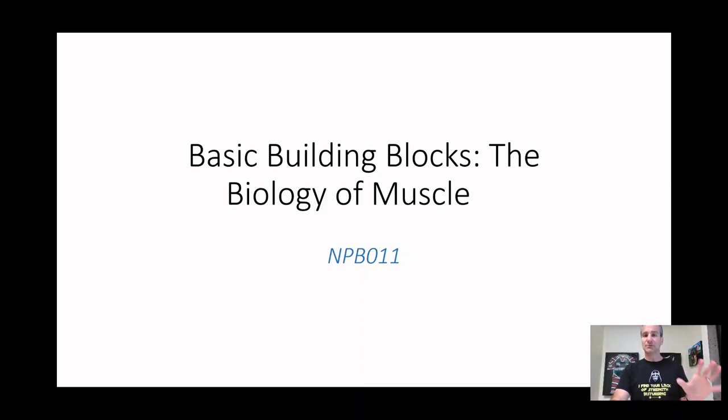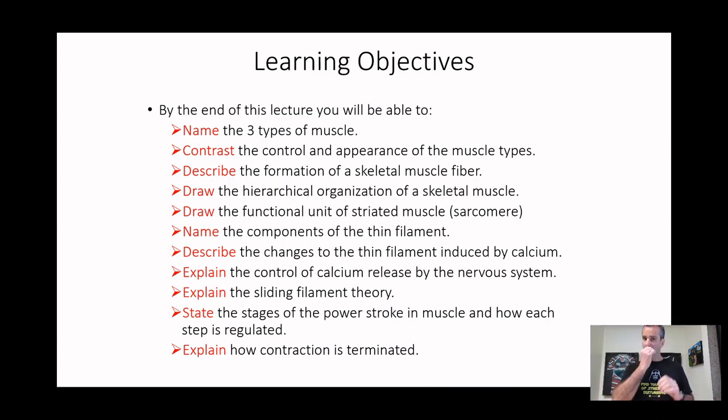Feel free to ask questions. We're going to go through this. So in this first series of videos, my objective is that by the end of these videos, you should be able to name the 3 types of muscle that we have in our body. You should be able to contrast how we control them, how these tissues look, and what's different about these 3 types of muscle. So you should be able to come up with a grid that says this one is controlled this way, this one looks this way, and all of that.